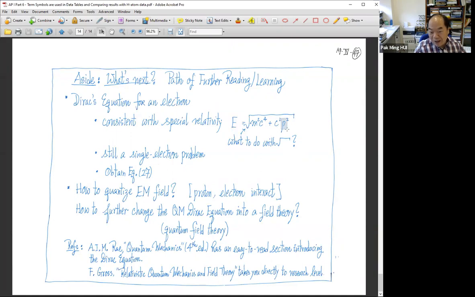If you plug in the ħ over i d/dx operator here, you have something rather funny. You have an operator taking a square root, and that is not comfortable to do. So Dirac thought of a very clever way. He asked, could this be written as a product of two factors? The meaning is, can this be written at the end without any square root sign?